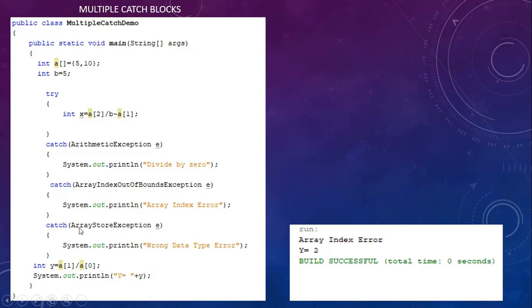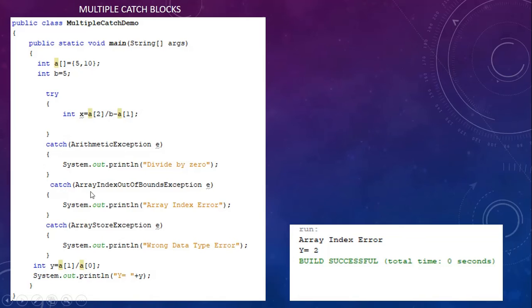And third, I have another catch block written, which has what kind of exception? ArrayStoreException. This exception is raised when we try to store the wrong data type in an array. So since here x equals a of 2 divided by b minus a of 1, and a of 2 falls outside the bound of this particular array, which particular exception will be raised?